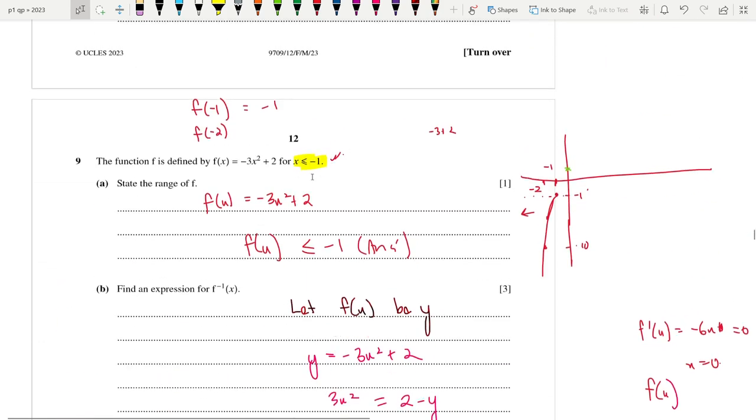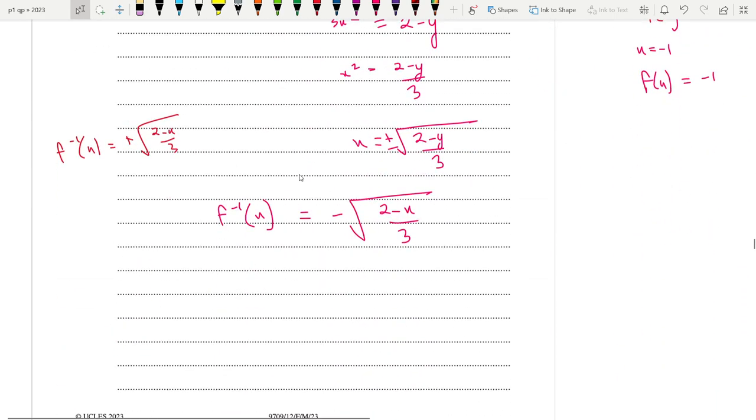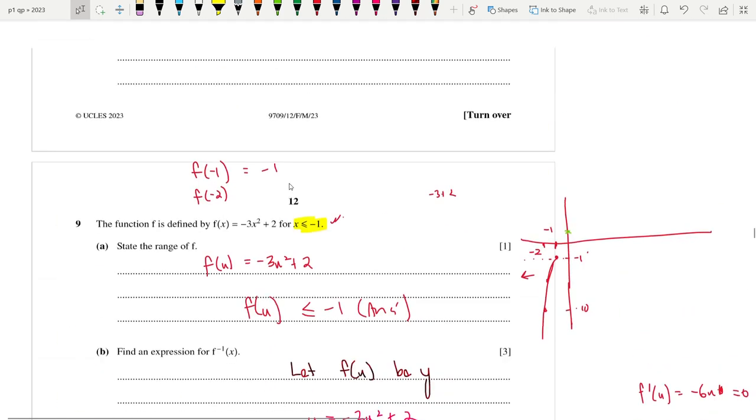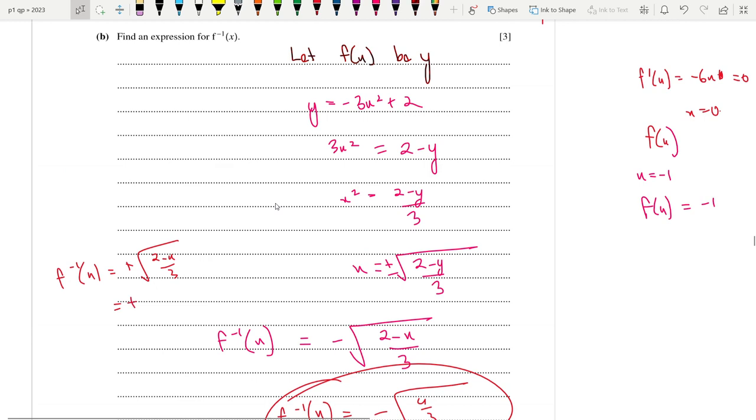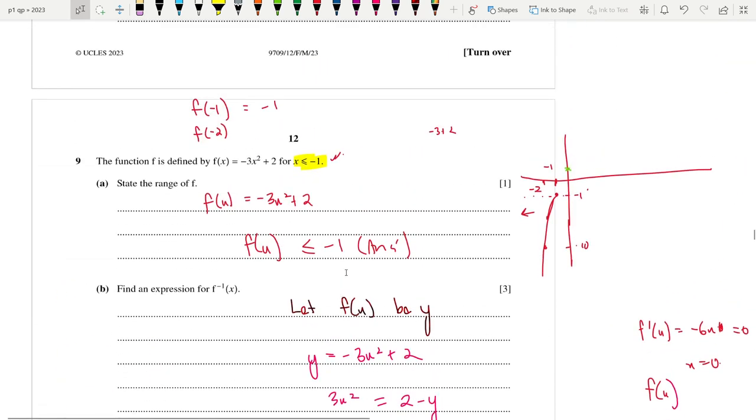Just input a random value. For example, what if we input minus 2? Minus 2 is fine. 2 minus 2 is 4 by 3. So that's minus 4 by 3, which is a negative value. But if you do input it here, we are going to get 2 minus or plus 2 by 3, which is plus root over 4 by 3. So why is this wrong?